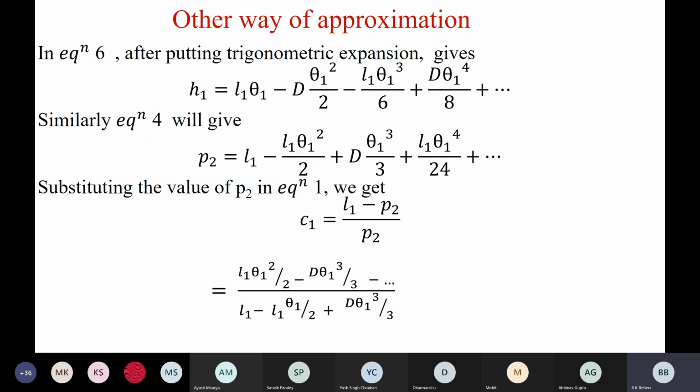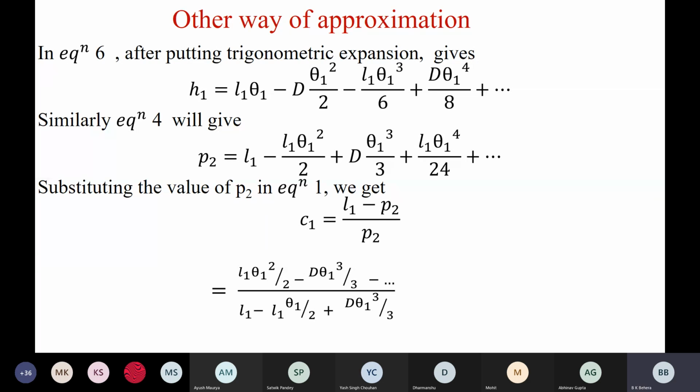One way to do this: take your equation number 6. Substitute trigonometric expansion, sin theta cos theta. Also take equation number 4. Again go for trigonometric expansion. Substitute the value of sin theta cos theta.